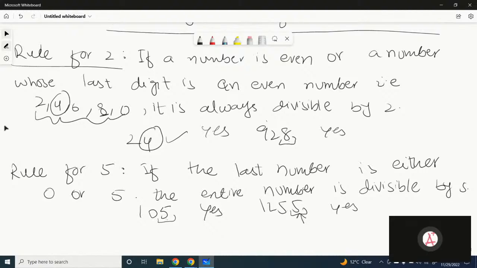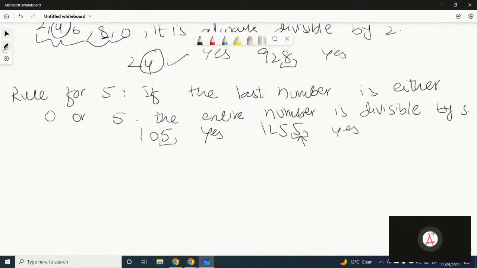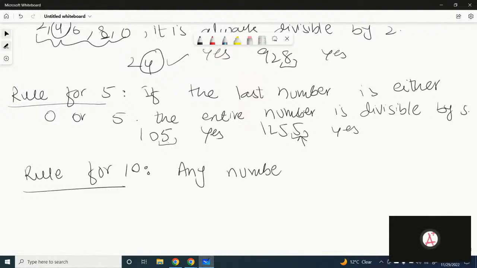Okay, let me just write down the divisibility rule for 10. Then we'll start with the test questions. Okay, the divisibility rule for 10. They are very easy. Just keep them in your mind. Any number whose last digit is 0, either the ones digit is 0, is divisible by 10.